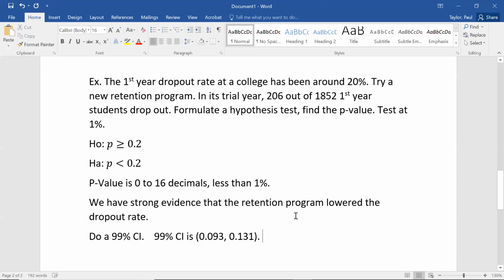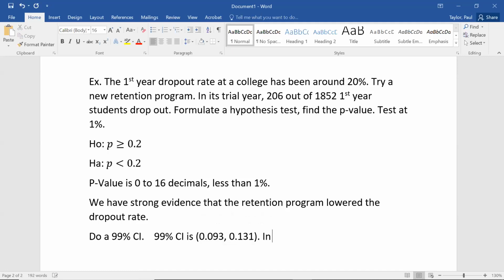Okay, so now we're saying not only do we have strong evidence that the retention program helped, the 99% confidence interval actually gives you an idea of what the dropout rate is now. So under the new retention program, we're 99% sure, we're quite sure that now the dropout rate is between like 9 and 13%, which is way under 20%. So not only have we lowered the dropout rate, we have a good idea of how much we've lowered it. So in this case, I would say that the confidence interval is more useful.